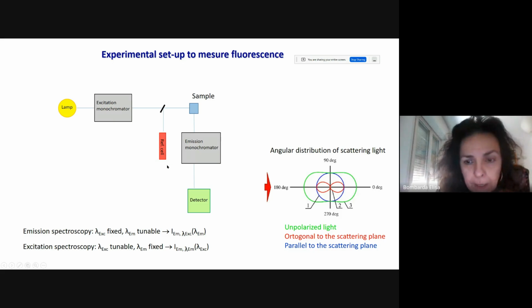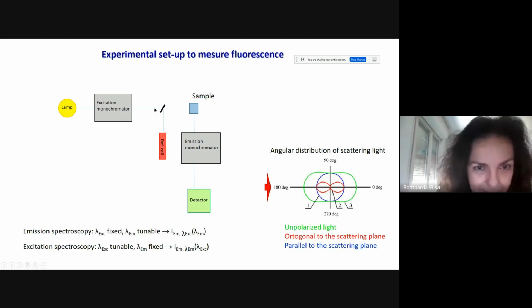Okay, so this reference cell that is indicated here. In the past it was really a cell with a solution of very concentrated rhodamine, which is practically a quantum counter. That means it is a solution whose emission doesn't depend on the wavelength. So practically we measure the fluorescence.